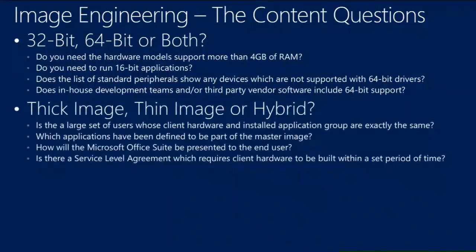The next question is, thick image, thin image, or hybrid? A thick image tends to have a lot of stuff in it. A lot of applications are installed in the image. This tends to be associated with service level agreements, SLAs. We have to build that PC within 45 minutes. If that's the case, then the image becomes larger because you stack more things into the image. But actually, a hybrid image or a thin image is a better way to go because it gives you more flexibility. It allows you to layer stuff on top of the image outside of the image engineering process.